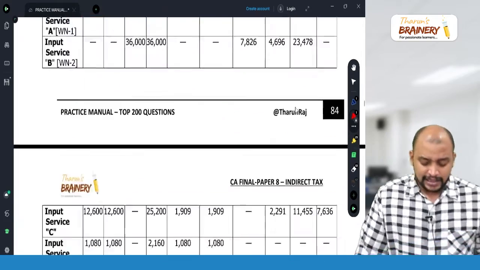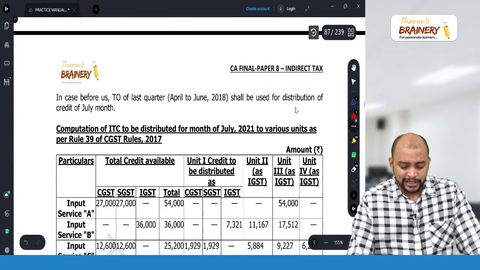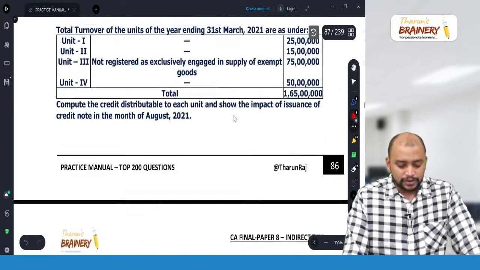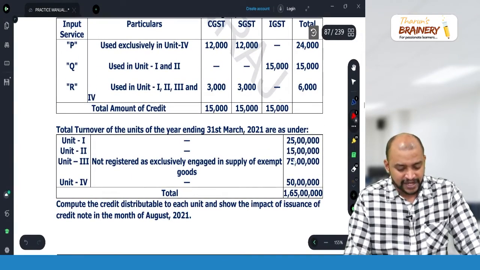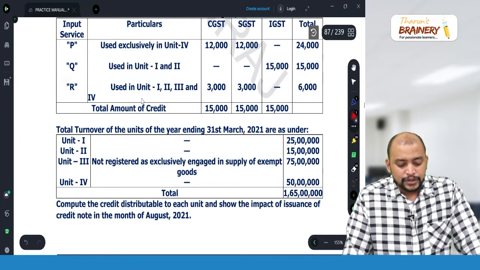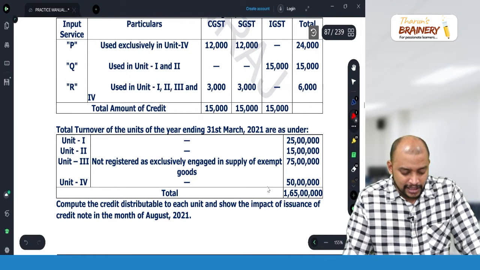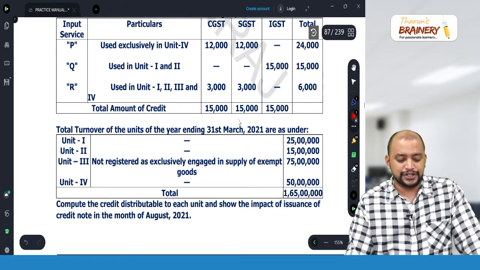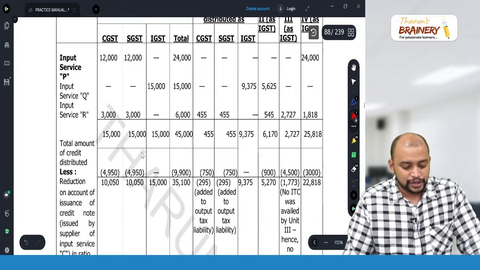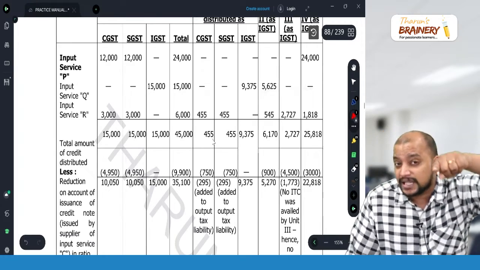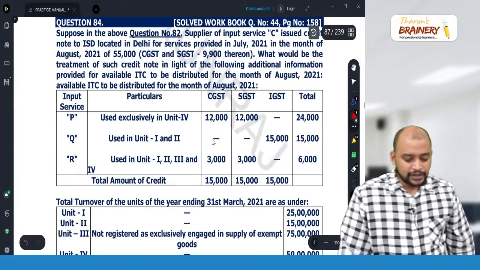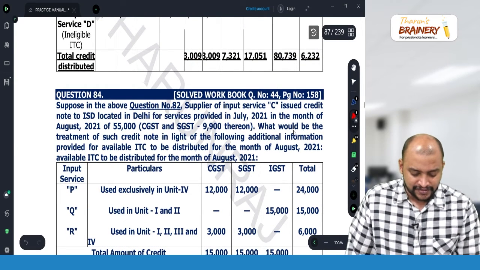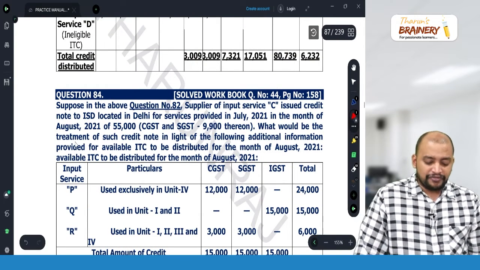Same way here, if it is distributed to these 2 units, then only those 2 units' turnover should be taken, 25 and 15. For input used in units 1, 2 and 3, the ratio is 25 is to 15 is to 75, and we need to distribute the credit. From the distribution of credit, minus the credit note that is given. So the credit note issued to ISD of Delhi for service provided in the month of August is 55,000.